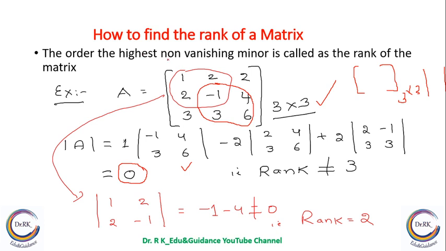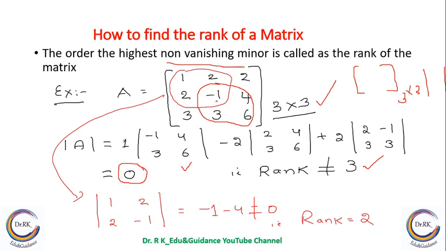But what we are looking for is non-vanishing. If it is vanishing, then rank cannot be 3. If rank cannot be 3, then we have to go down next, that is, check whether rank can be 2 or not. We can say rank can be 2 if there exists a non-vanishing minor of order 2, that is, not equal to 0. Here we will have many 2 by 2 minors.